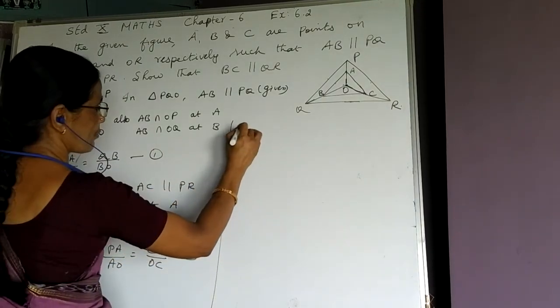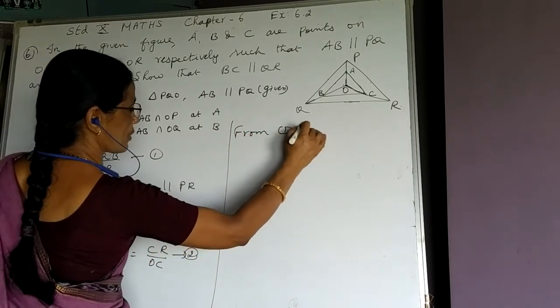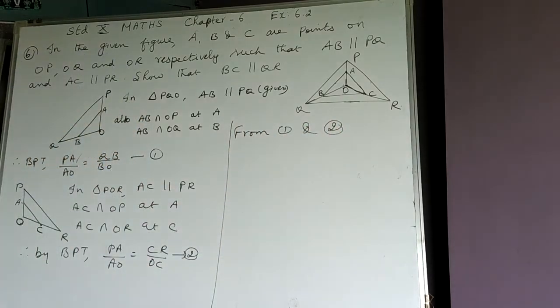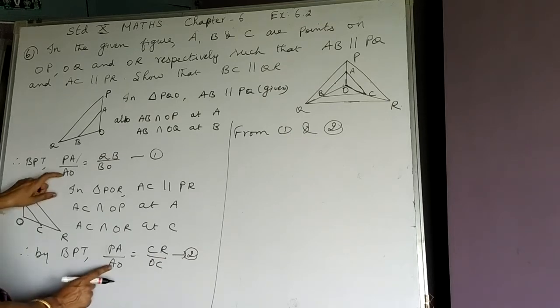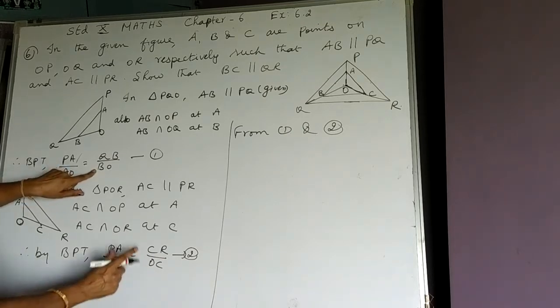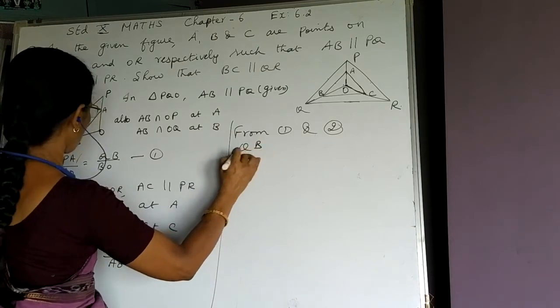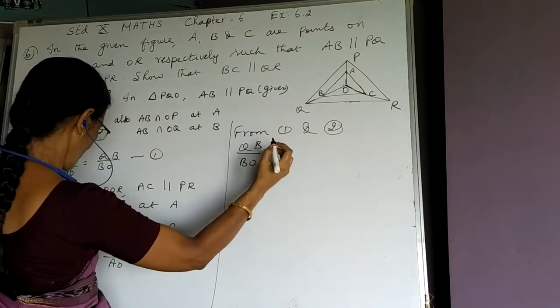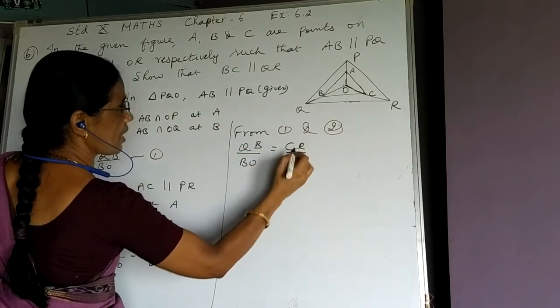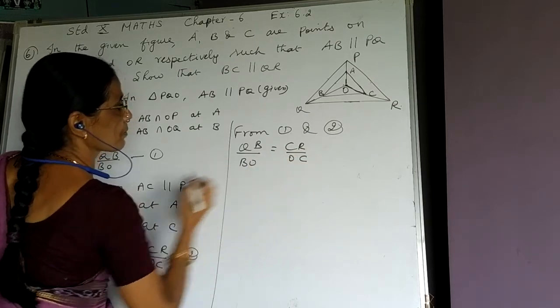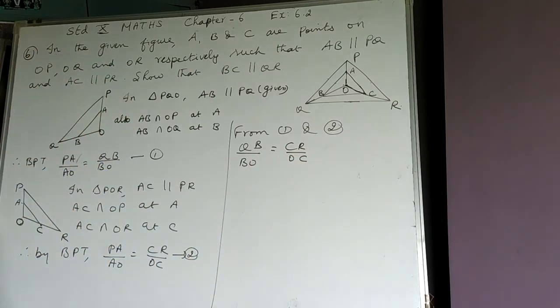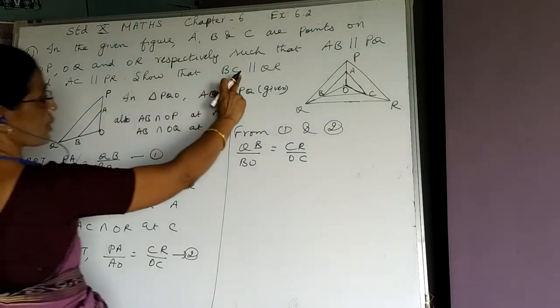So what we understand from results 1 and 2? From 1 and 2, we can see one ratio is common. Which ratio is common? PA upon AO is common. So dropping that, we will get these two are equal. So QB upon BO is equal to CR upon OC. Now what we are asked to show? We are asked to show BC is parallel to QR.